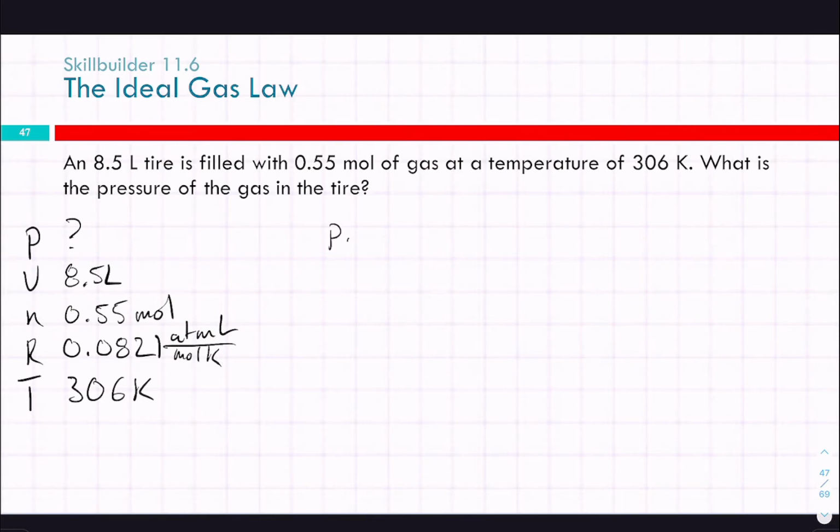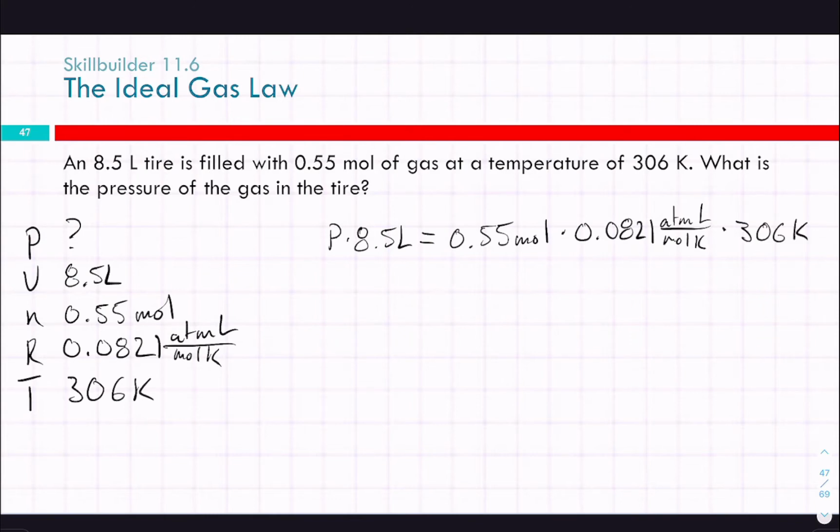So we'll have P times 8.5 liters equals 0.55 moles times 0.0821 atmosphere liters per mole Kelvin, and then 306 Kelvin. So just to show that we can do it this way, I'm going to do the multiplication on the right side first, and we're going to compress that down or condense it.